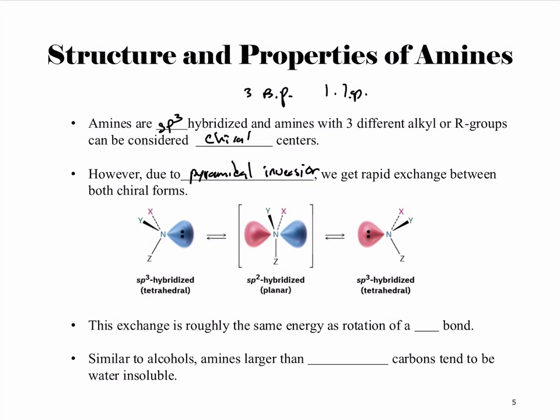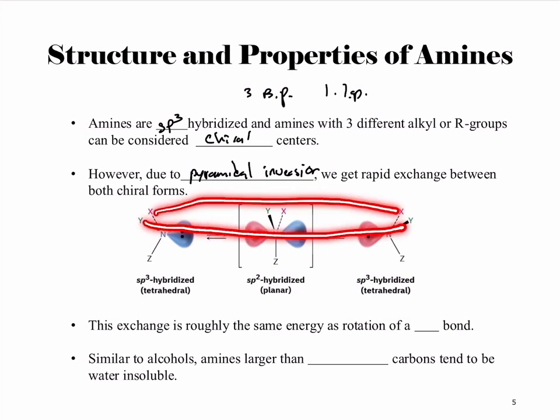And so with pyramidal inversion, we basically get rapid exchange between both chiral forms. And so what happens is there's a temporary energy barrier, which is about 30 kcal per mole, and we go into an unhybridized state, right? So the lone pair now exists in an unhybridized p orbital, and it's a trigonal planar structure. And then we get a recreation of the sp3 hybridization, and the lone pair goes back in the hybridized sp3 orbital. But if you notice, now that we've done this, we've made the other enantiomer of this amine.